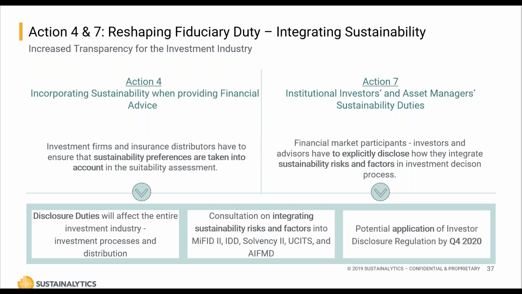Let me start by giving you a brief overview of the 2 relevant actions, 4 and 7. Action 4 addresses the end or retail investor perspective and how sustainability preferences have to be part of a suitability assessment going forward. This is being implemented through regulatory bodies such as MiFID II and the Insurance Distribution Directive, IDD. Action 7, in turn, focuses on setting out disclosure requirements for institutional investors and asset managers.